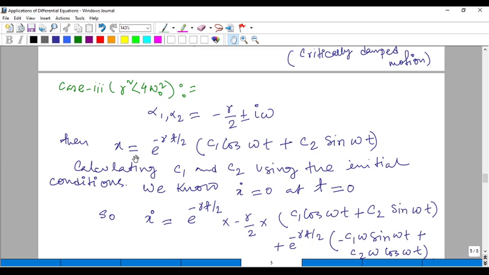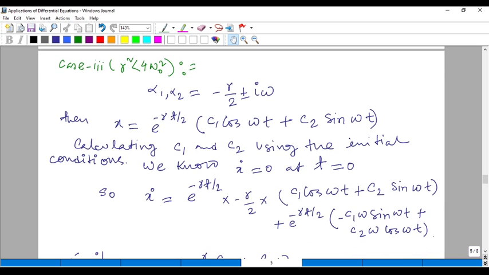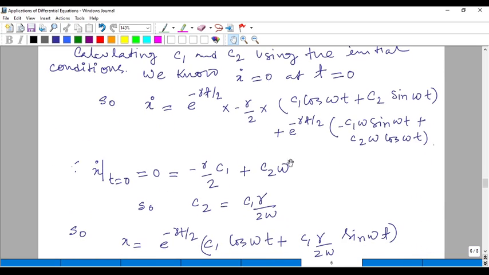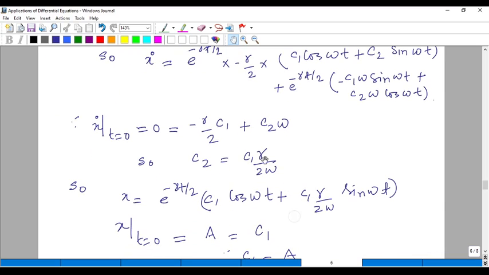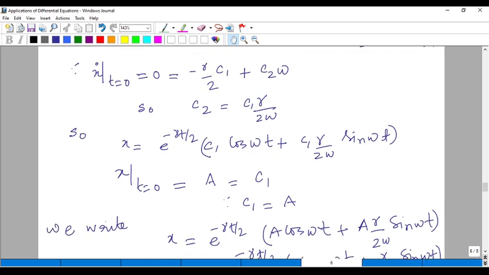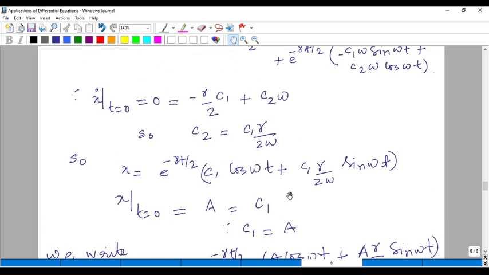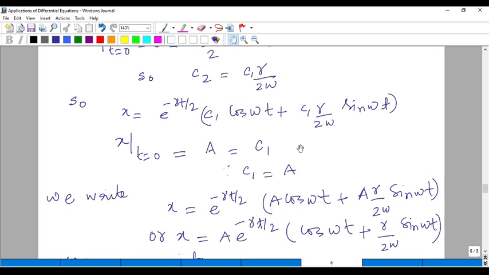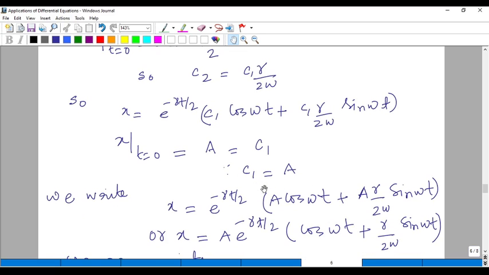So we can write the expression of x as x equal to e to the minus gamma t by 2 into c1 cos omega t plus c2 sin omega t. Now c1 and c2 can be found using the initial conditions, and these are simple steps. I am not going through all the steps, and you can easily calculate the values of c2 and c1. You can see that c1 is equal to a and c2 is equal to a gamma by 2 omega.